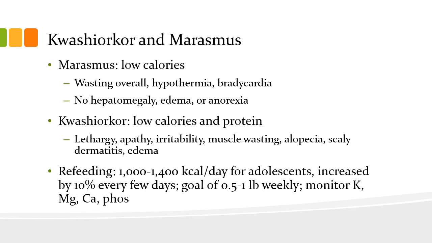When you're refeeding someone who's been in a chronic caloric deficit, the typical starting calorie ranges are between 1,000 and 1,400 calories per day, and you increase by 10% every few days, with a goal of 1 pound max weight gain weekly. Watch out for needing to replete potassium, magnesium, calcium, and phosphorus.